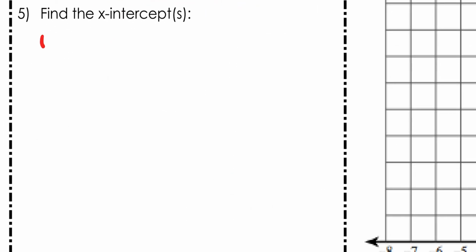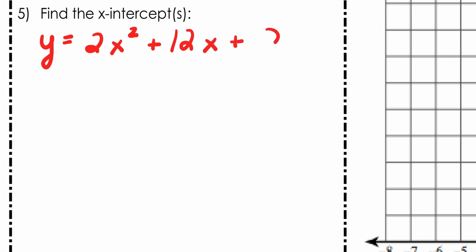Okay, and now we have y equals 2x squared plus 12x plus 20. All right, first step, I like to always try and factor something out if I can. I notice that all of these coefficients, 2, 12, and 20, are all even. So I definitely know I can factor out a 2.